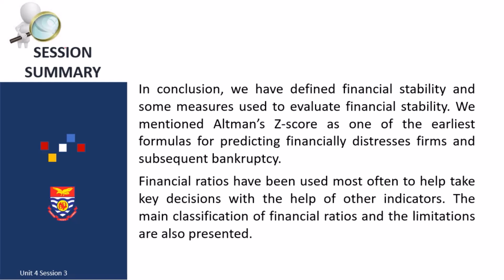In conclusion, we have defined financial stability and some measures used to evaluate financial stability. We mentioned the Altman Z-score as one of the earliest formulas for predicting financial distress in firms, and subsequent bankruptcy. Financial ratios have been used most often to help take key decisions with the help of other indicators. The main classification of financial ratios and their limitations were also presented in this section.